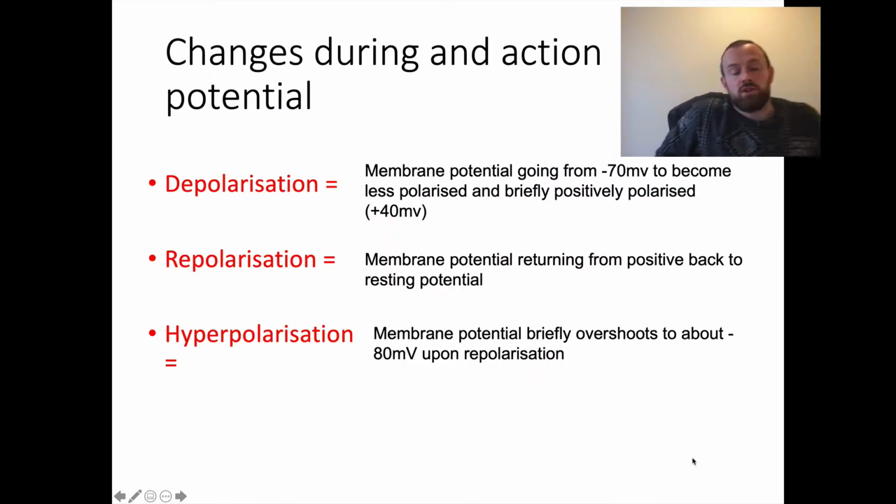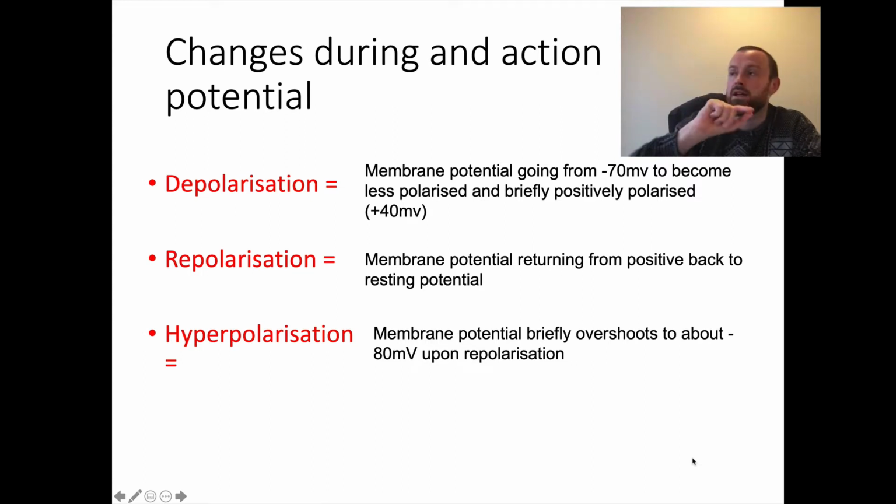So in the action potential, there are some changes to membrane potential. They are depolarization, repolarization, and hyperpolarization. First of all, let's just write these definitions down. Depolarization is basically the membrane becoming less polarized. Remember, it starts off at minus 60, and I'll use the textbook values, and then it gets less polarized all the way up to 0, and then it briefly goes positive, up to plus 40, but it's getting less polarized. Then after depolarization, it gets polarized again. It repolarizes. So it returns from the positive back to resting potential, which is negative.